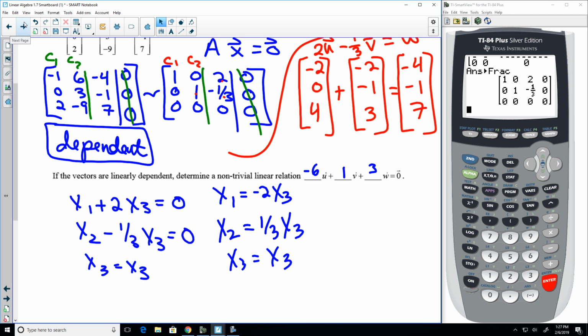Are we good? Questions? So on this one, all we had to do was the blue part where we found out we had a free variable and we just say dependent. The rest was just trying to help you understand what's going on.